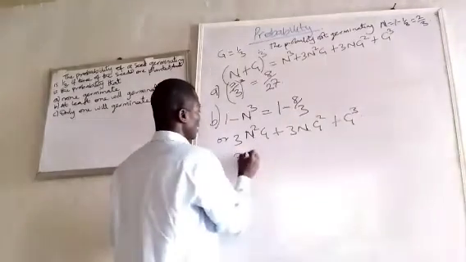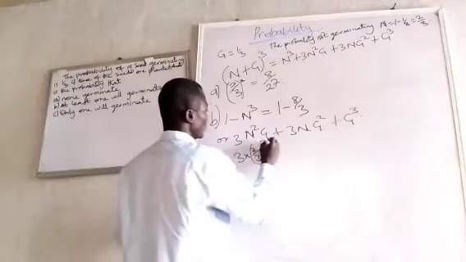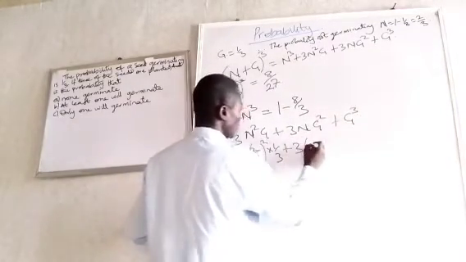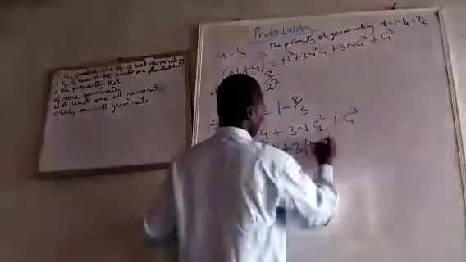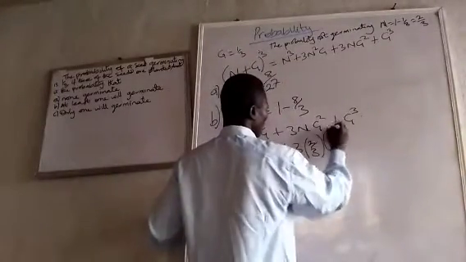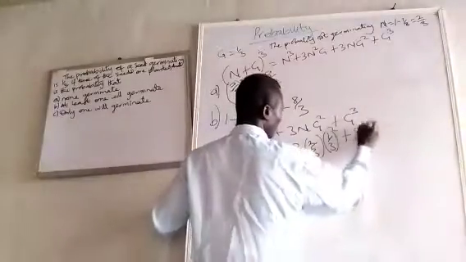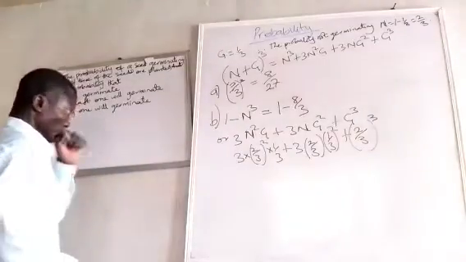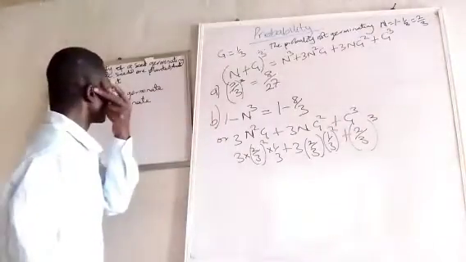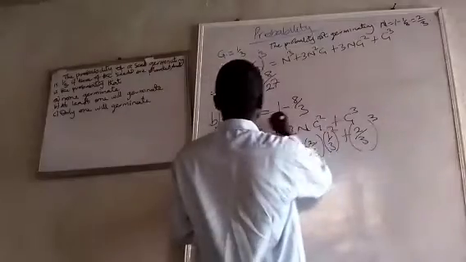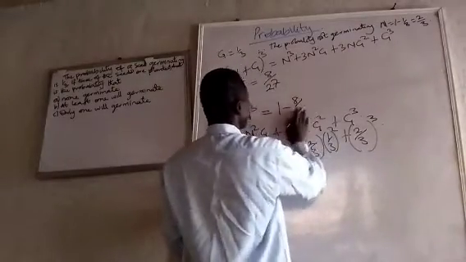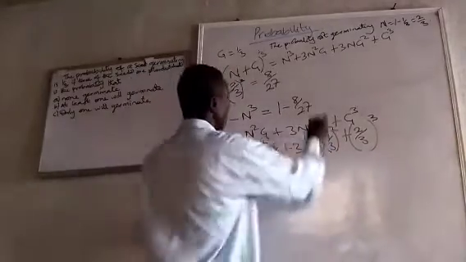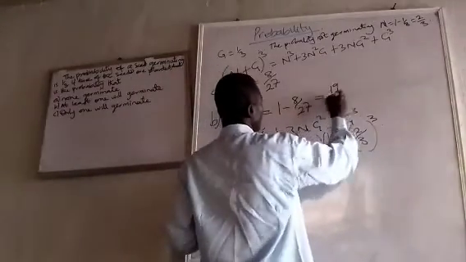So it's going to be 3 times 2 over 3 squared times 1 over 3 plus 3 times 2 over 3 times 1 over 3 squared plus 2 over 3 all cubed. So work it out. You are going to get this answer. Sorry, 8 over 27. That's going to give me 19 over 27.